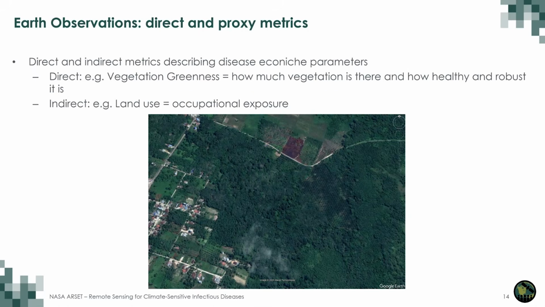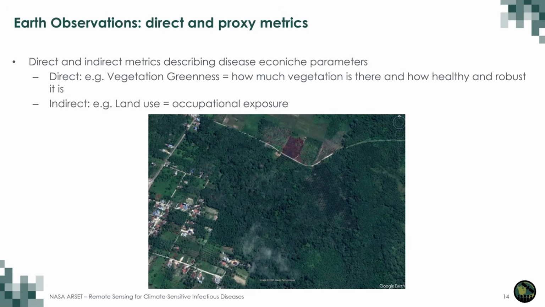And finally, what we can get from Earth observations. Sometimes we get very direct metrics that describe exactly important components. Looking at this image, you can see vegetation greenness and vegetation distribution, which is in many cases going to be equivalent to habitat availability and habitat quality for different components of disease recognition, specifically for vectors in this case.